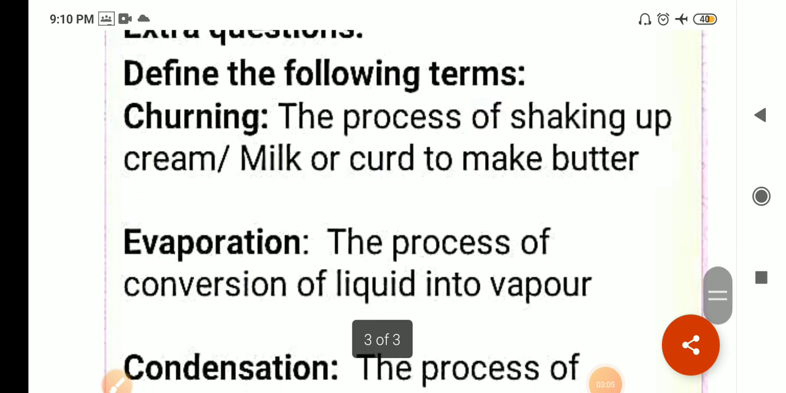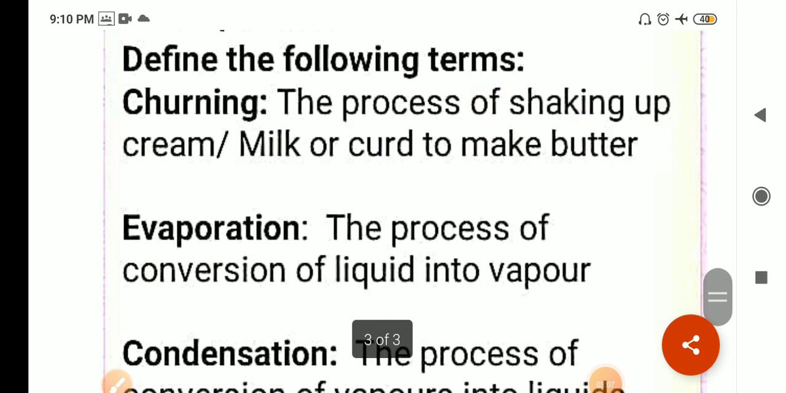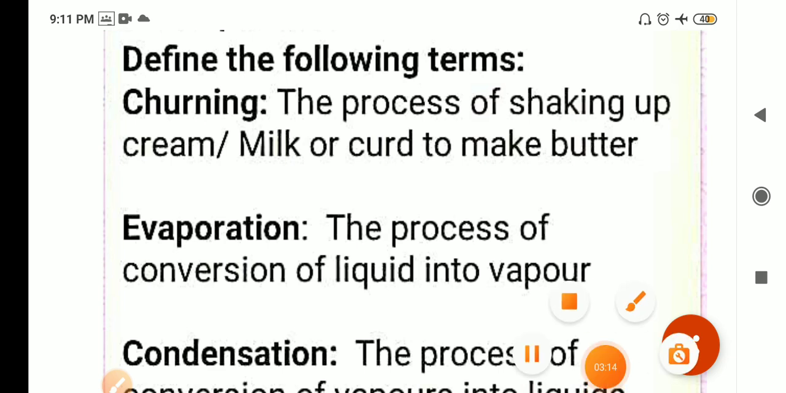Now we will move towards the definitions, right? Define the following terms. The first term is given here, it's the churning. The process of shaking up milk or cream or curd to make the butter is called churning, right? So simply we can say this churning process is used in taking out the butter from the milk or curd or cream.